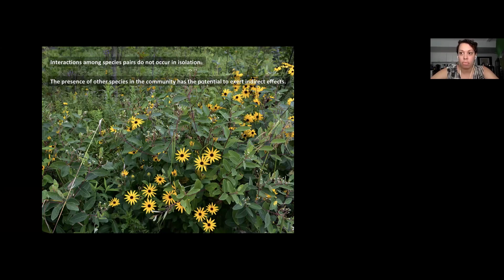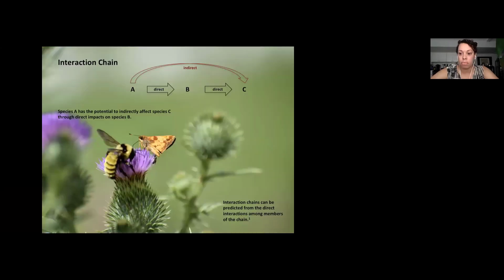community will be. There are two broad categories of indirect effects that have been examined, and these are interaction chains and interaction modifications. In an interaction chain, a series of direct interactions makes it possible for one species to indirectly affect a third through a shared intermediate. So for example, if species A eats species B and B eats C, then A has the potential to indirectly and most likely positively exert an impact on C through that shared intermediate B. Interaction chains can be predicted from the direct interactions amongst members of the chain and are quite straightforward.